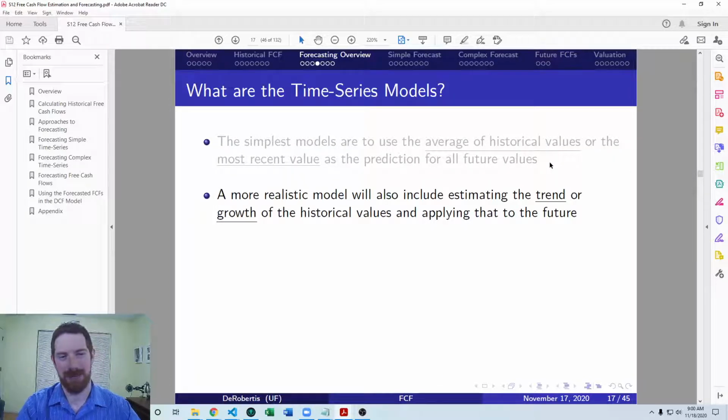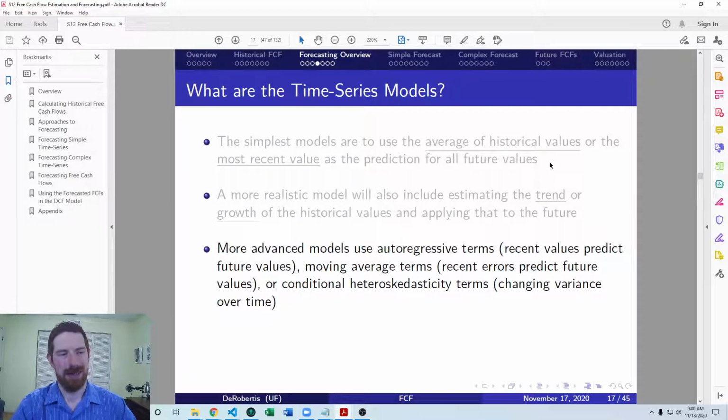But most of the time, probably there is going to be some kind of trend or growth in the historical values. So it's trending up or down, or exponentially growing up or down, and we want to continue that trend or growth into the future. So we'll look at models for both of those. And then there's a whole array of more advanced time series models. And this is where a lot of that research that I mentioned is.